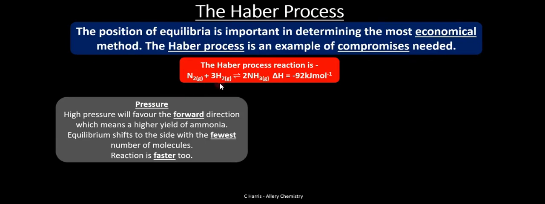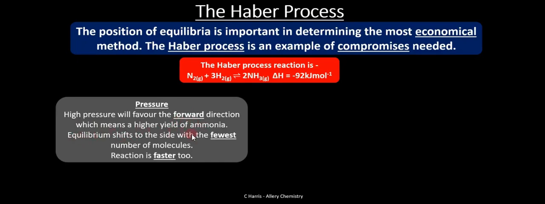So let's talk about pressure. We said in the previous lesson, if you look at this equation, if you increase pressure, the reaction will shift to the right where there are fewer moles, and in doing so this reaction is going to reduce the pressure. In this process we are promoting the production of ammonia because we'll produce more NH3. So high pressure will favor the forward reaction, which means a high yield of ammonia.